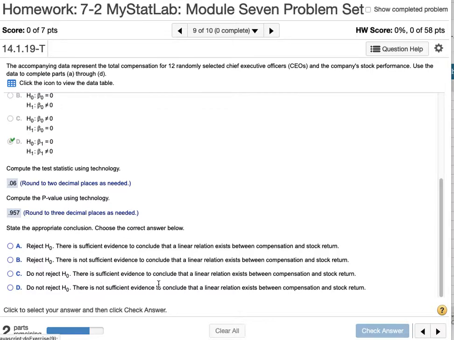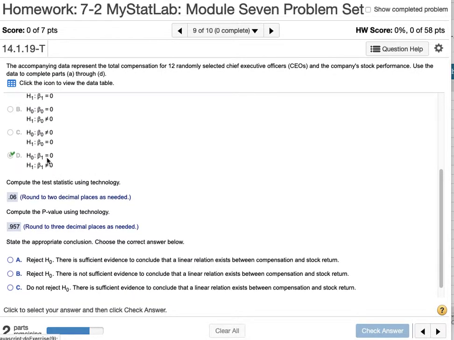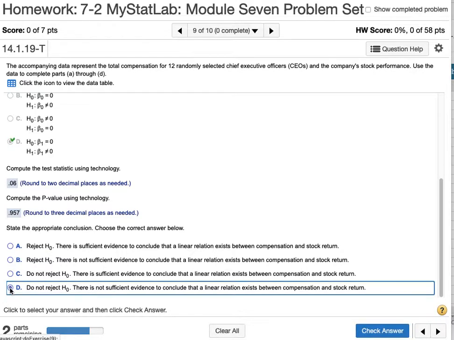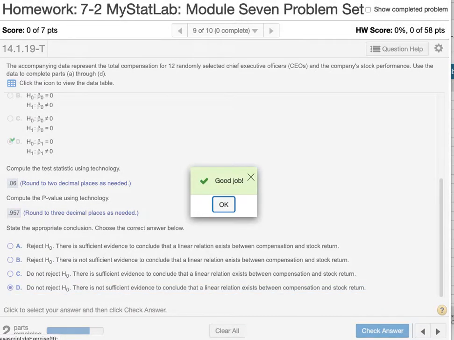There is sufficient evidence to conclude that a linear relation exists between compensation and stock return. Okay, so if we don't reject, that means the slope equals 0 and that there's not a linear relationship. So we do not reject. There is not sufficient evidence to conclude that a linear relation exists between compensation and stock return. So let's go with that one.